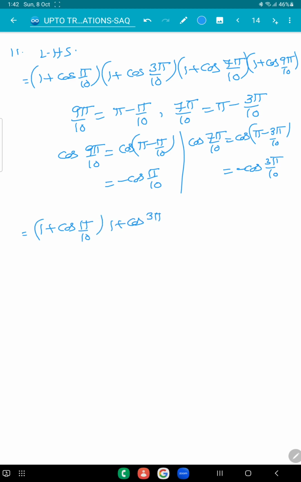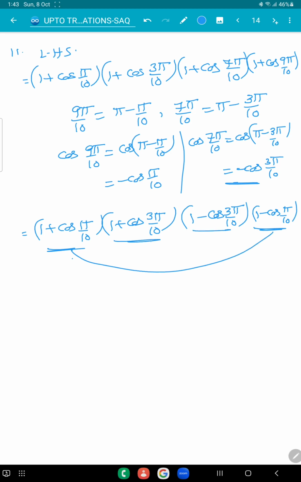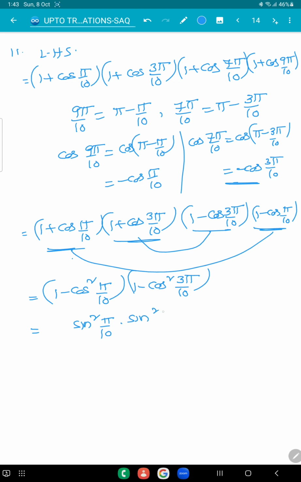Cos 3 pi by 10 is as it is. 1 minus cos 3 pi by 10, and 1 minus cos pi by 10. This is a plus b into a minus b, and this is also a plus b into a minus b. So 1 minus cos square pi by 10, and 1 minus cos square 3 pi by 10. 1 minus cos square pi by 10 is sin square pi by 10, and this is sin square 3 pi by 10.